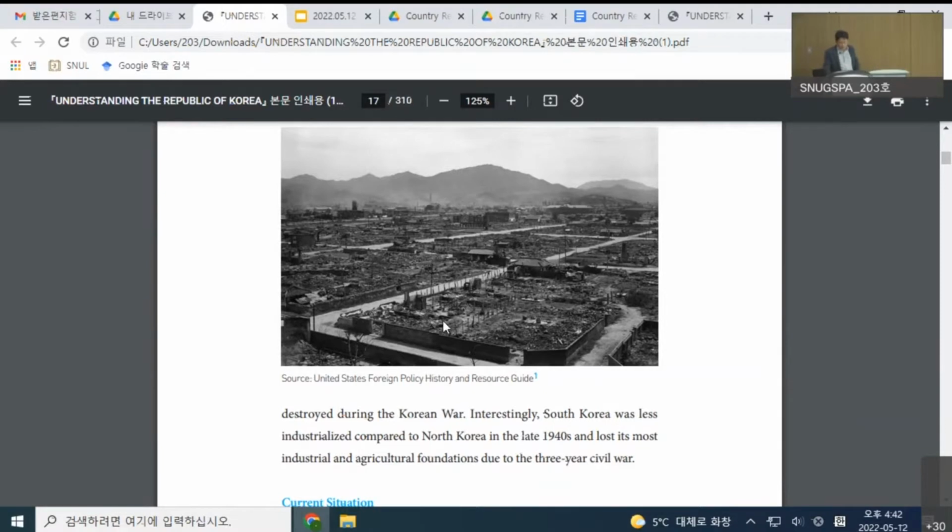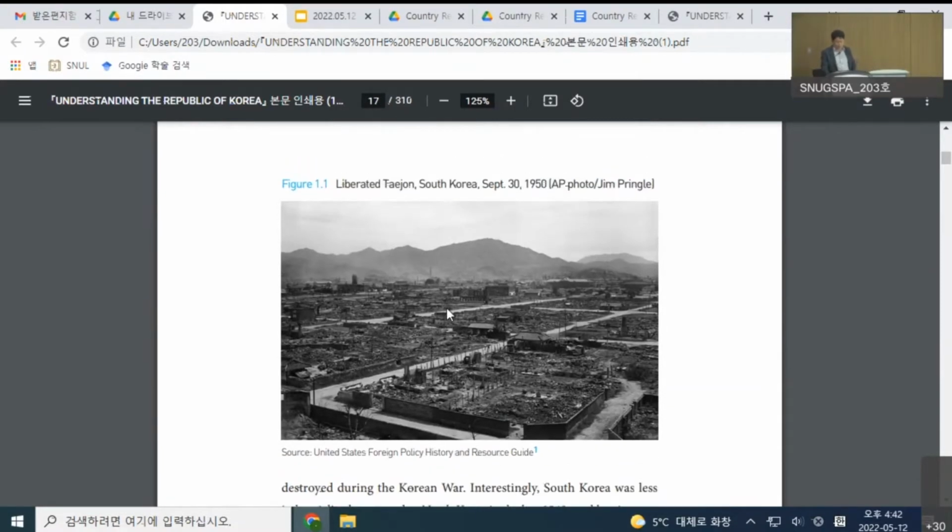This photo was taken in the 1950s, right after the Korean War. Can you find any big building here? You may have watched the Ukraine War, and when you watch it, you can see some of the main buildings, but here, nothing is left. This is not an exaggeration. Because of the Korean War, almost everything was destroyed.